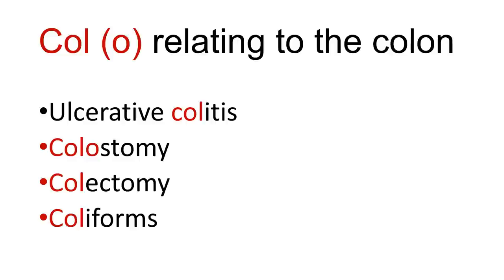And coliforms are bacteria which normally live in the colon, which of course is good. We're supposed to have normal flora in the colon. It gives many health advantages. But if coliforms, for example, get into the urinary tract, that will cause urinary tract infection with coliforms, the bacteria that we would normally expect only to be in the colon.